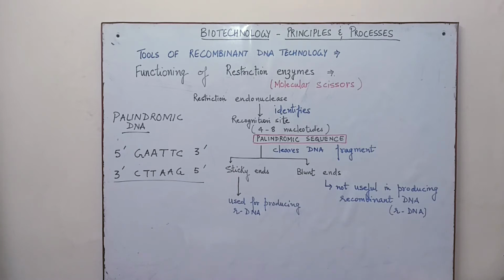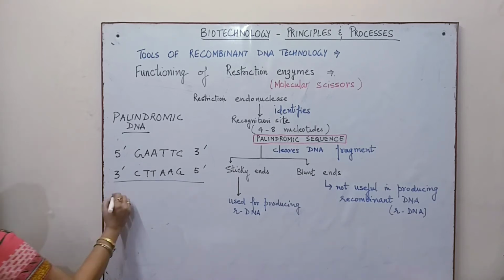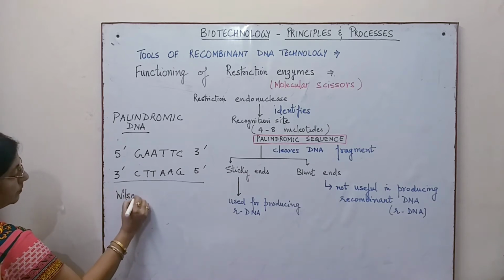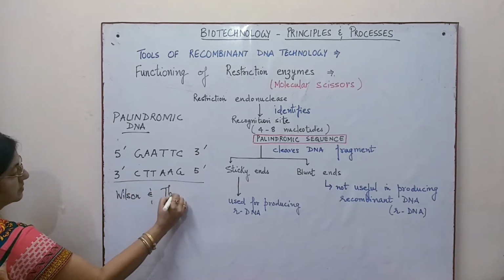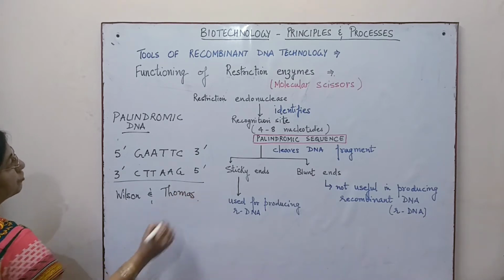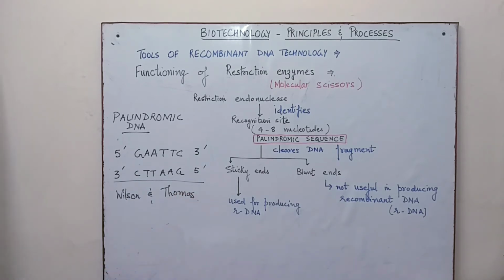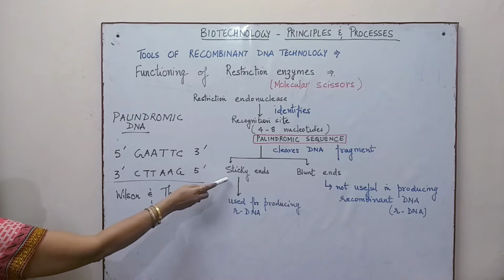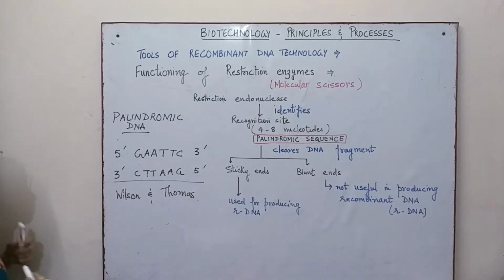The term palindrome was first given by Wilson and Thomas, and it is very important because restriction endonuclease identifies this palindromic DNA sequence, which is the recognition site, and it cleaves the DNA fragment there. Now there are two methods as mentioned over here, the sticky ends and the blunt ends. There are two types of DNA fragmentation.